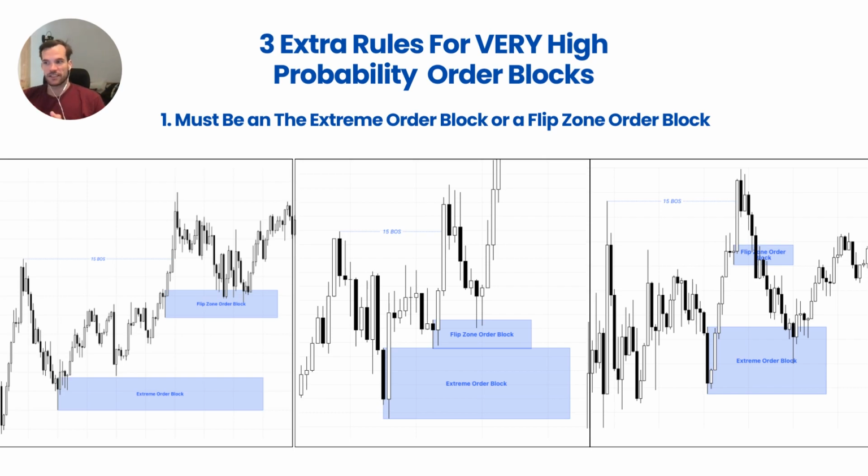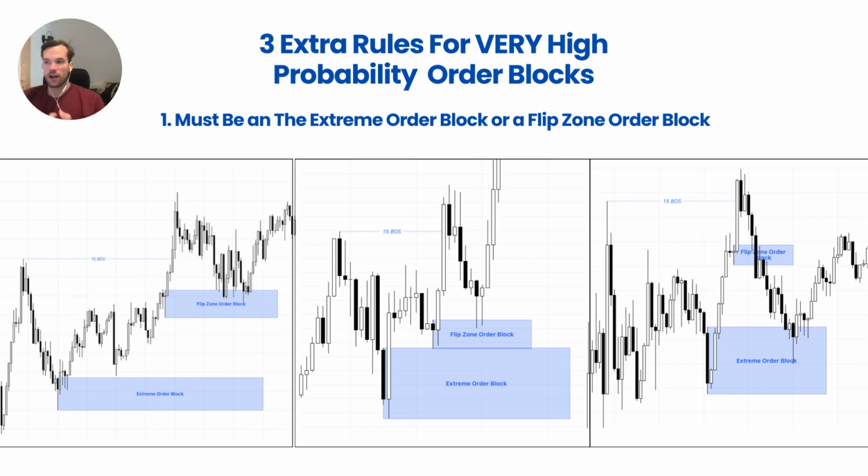But once you get extended legs and the market isn't as clean as everyone likes to draw it up on their charts, you end up having multiple order blocks and you don't know which ones to choose. From my backtesting, I found these two are the highest probability order blocks.